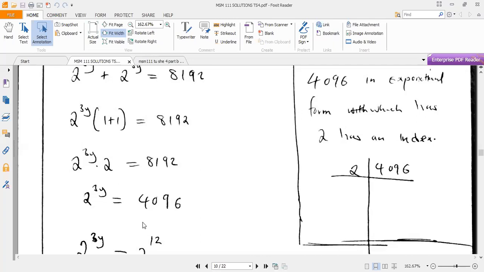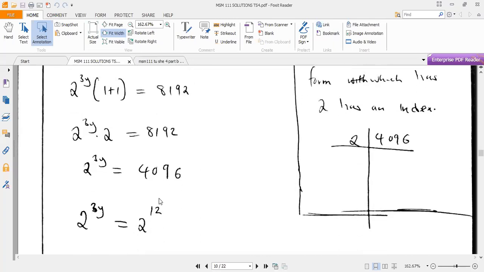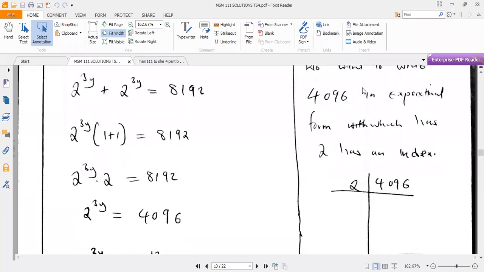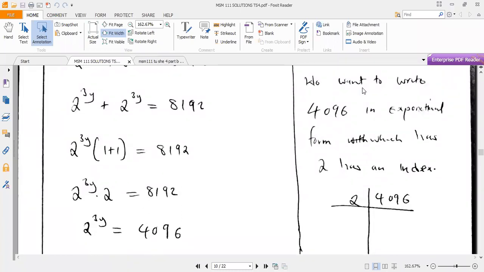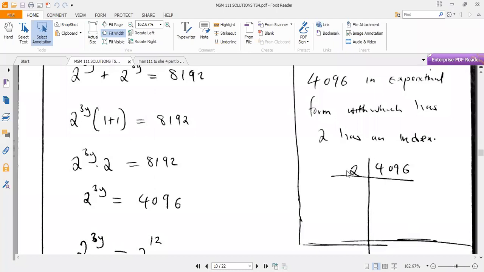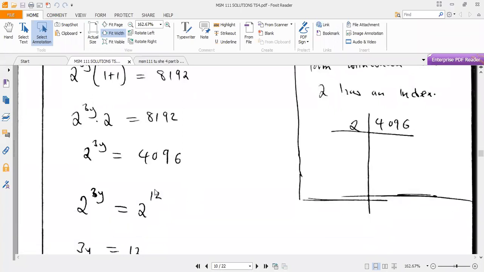Now how do we manipulate the 4,096 so that it is in the form 2 to the power 12? I hope you still remember your grade 9, 10, 11, 12 work where you divide this number repeatedly. You discover that the 2 repeats 12 times using this method. So 2 to the power 12 will give you 4,096.